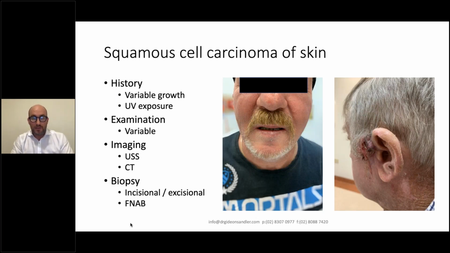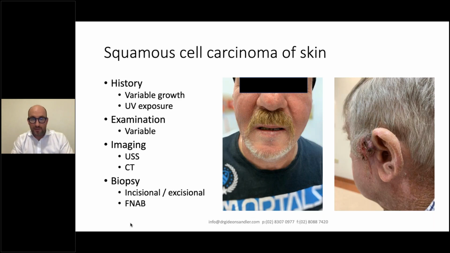The first differential diagnosis in Australia, the most common cause of a neck lump, would be squamous cell carcinoma of skin. If the patient gives a history of variable growth, they can come on quite quickly or quite slowly, depending on the patient's other comorbidities or the differentiation of the tumour. If the patient gives a good history of UV exposure, then it may be a squamous cell carcinoma, and a careful examination of the head and neck may help you come up with the primary. Having said that, somewhere between 20 and 30% of squamous cell carcinoma metastases have no discoverable primary.